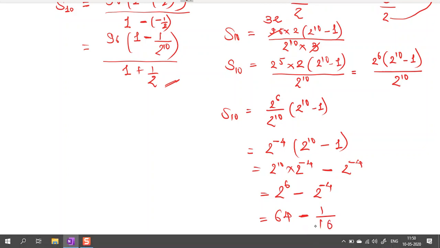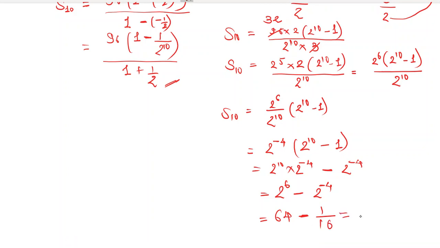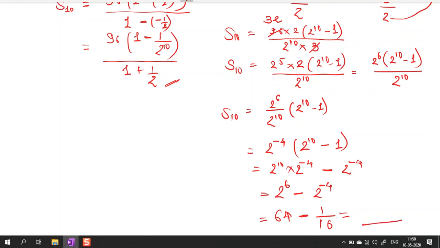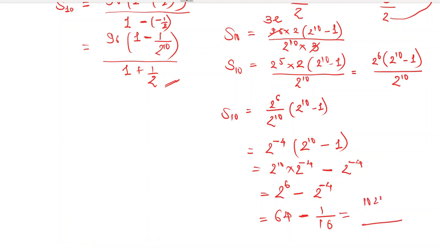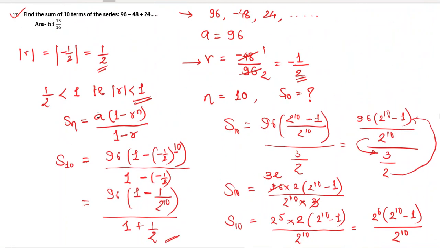So if you want, you can take LCM and simplify it further and find the answer. What I've done is I've avoided multiplication throughout, but now there is no other chance. So you can do 64 minus 16 by taking LCM, and your final answer becomes 1023 upon 16, which is 63 15 by 16. So this is how you find sum of 10 terms using the formula.